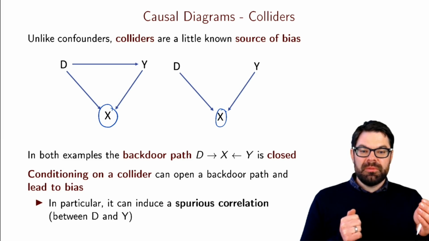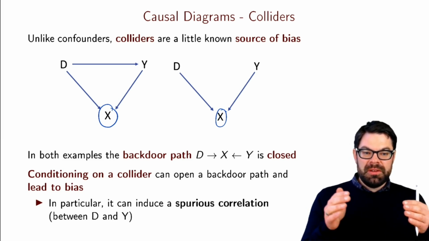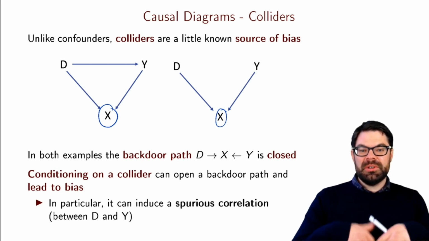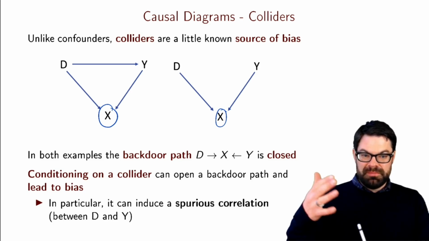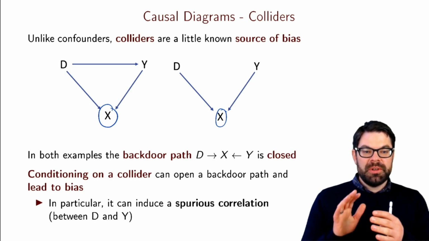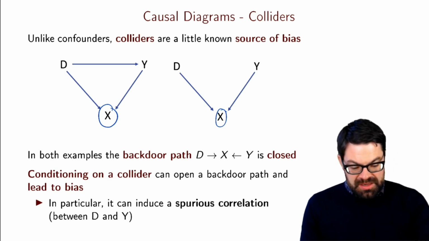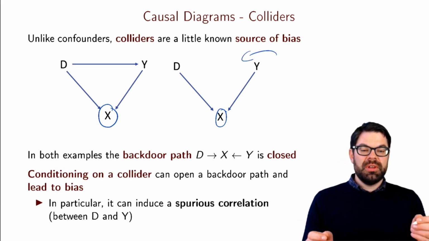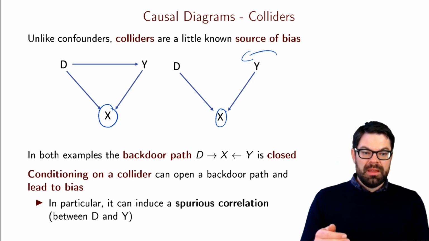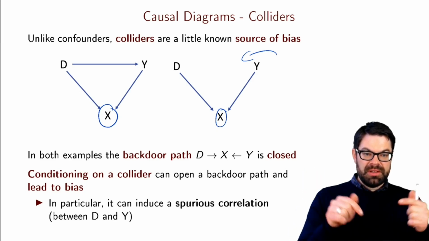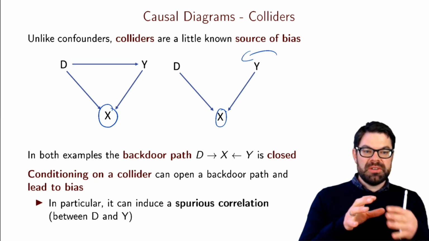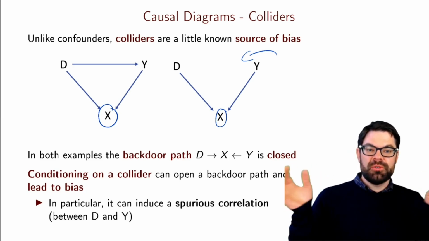And when you have such a variable, strange things can happen if you include this variable in your estimation. Why is there such a big problem? Well, the problem comes because if you look at this second picture here, you have no relationship in your model between the treatment and the outcome, yet because both determine x, you can induce a spurious correlation between the treatment and the outcome if you control for x.